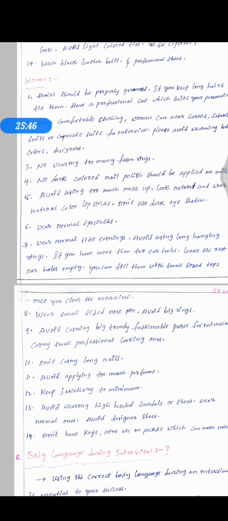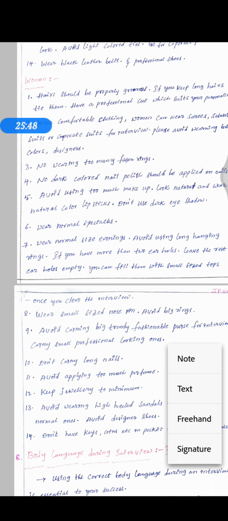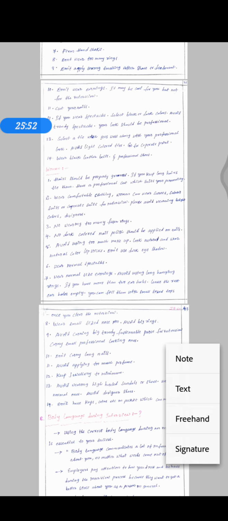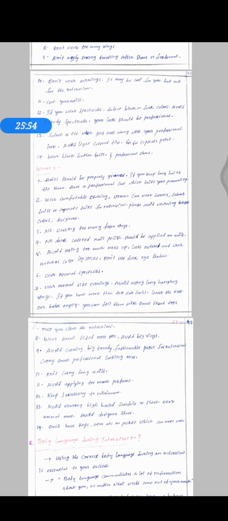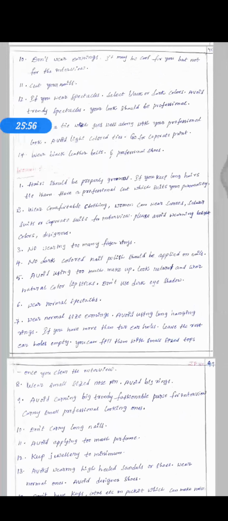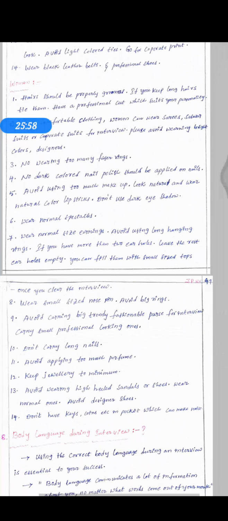Carry a professional folder and or file with you which contains your resume, original mark sheets, A4 size paper, and one blue writing ball pen. Please avoid colored inks. It looks very unprofessional.